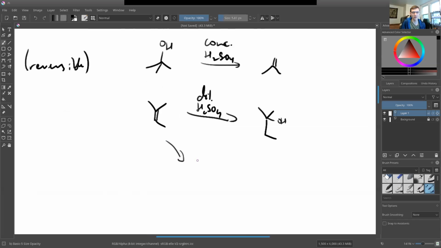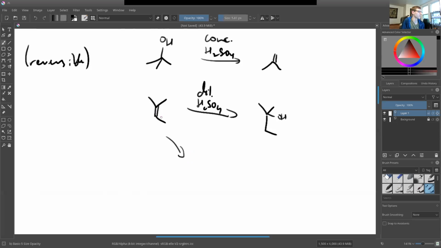The reason being that we can write out the whole mechanism. We know that we're going to get a hydrogen on this thing, and we're going to form whatever carbocation is more stable, which is on there. And then we're done.